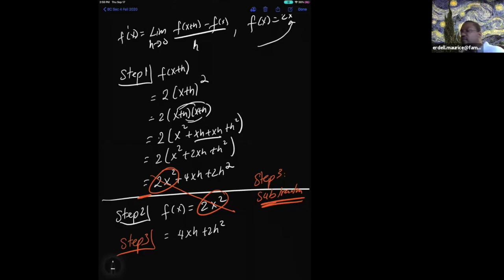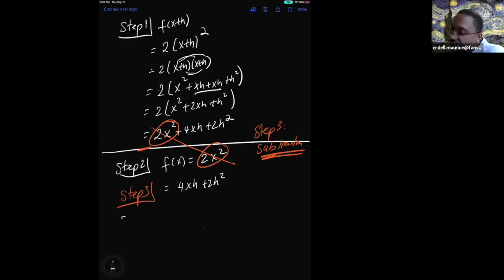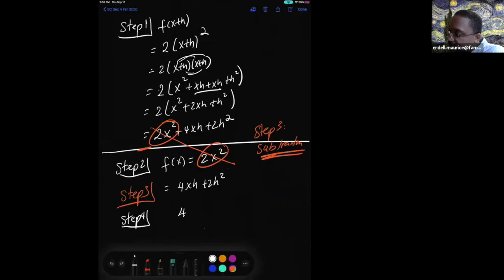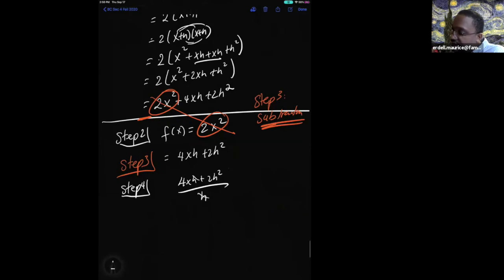Step number 4 is to then divide by h. 4xh plus 2h squared divided by h. Cancel, cancel, cancel. That leaves me with 4x plus 2h. Yes?